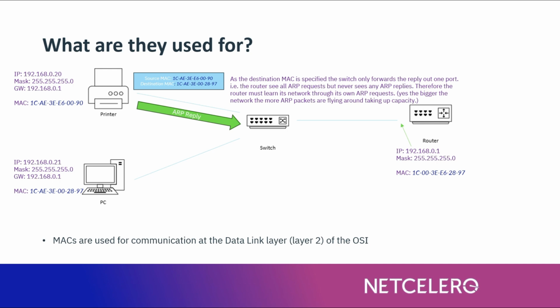The router sees all ARP requests here, but it never sees ARP replies unless it's to itself. So therefore the router must learn its network through its own ARP requests. Yes, the bigger the network, the more ARP packets are flying around taking up capacity.